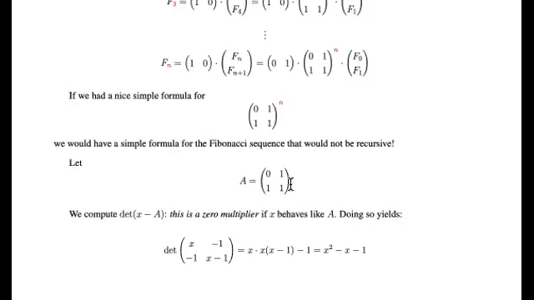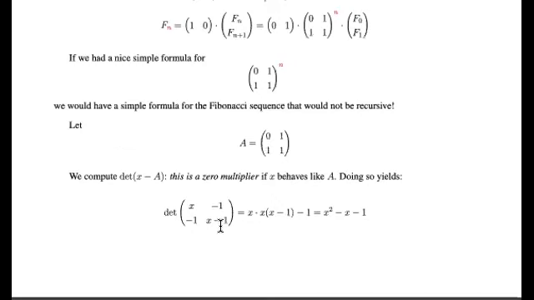We're going to let A be this, and we can compute the determinant when we say x minus. So we put x's on the diagonal here and subtract off the matrix. So we get something like this.